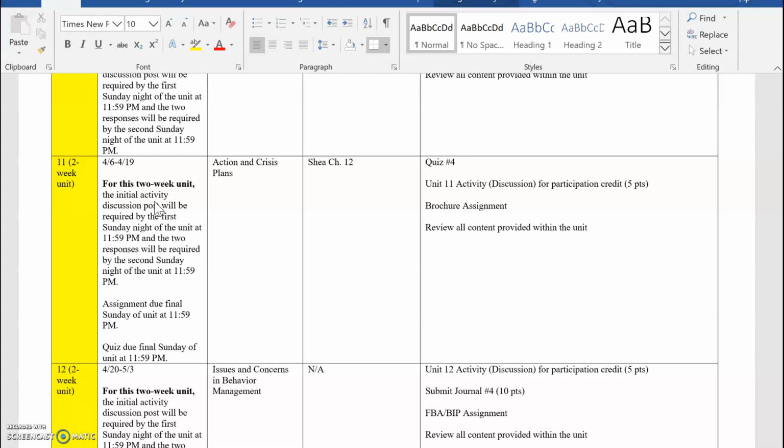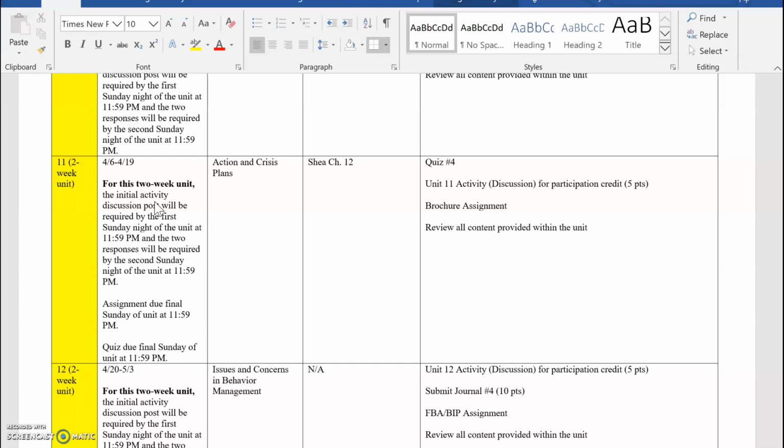So after 1 week in this course unit, you want to make sure that you have your initial post with that text or source citation in APA format to support your statements. And then, once again, the minimum of two responses required by the final Sunday. So after we've been in the unit 2 weeks, that Sunday at 11:59 p.m., as the unit wraps up, you'll want to make sure that you have at least two responses posted.